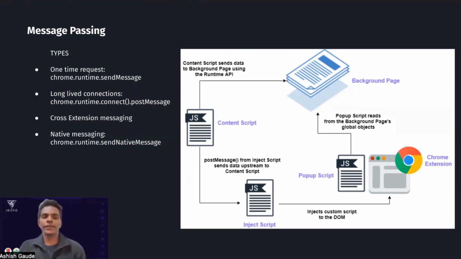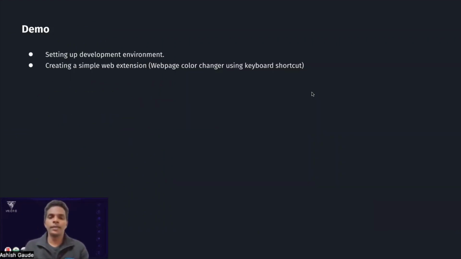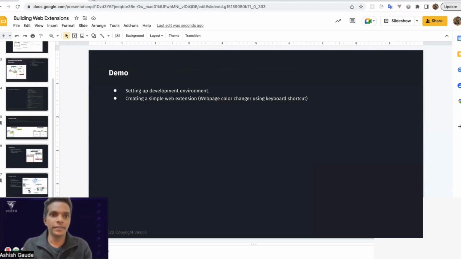In this demo, we are going to talk about setting up the development environment in short and creating a simple web extension. So let's just get started. For the demo, we'll be creating a browser extension that is able to change the color of a page based on a certain keyboard shortcut. But before we get into the demo, let me quickly help you set up the development environment. For that, we need two things. One is enabling developer mode in Chrome, and second is a simple code editor to write some JavaScript.